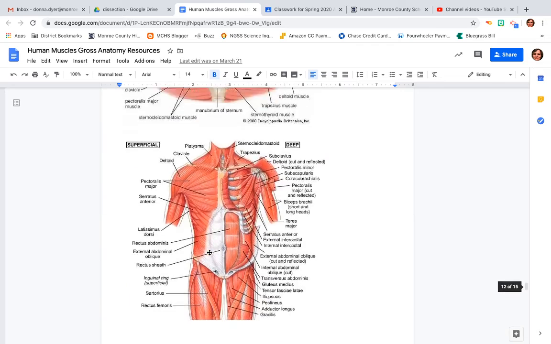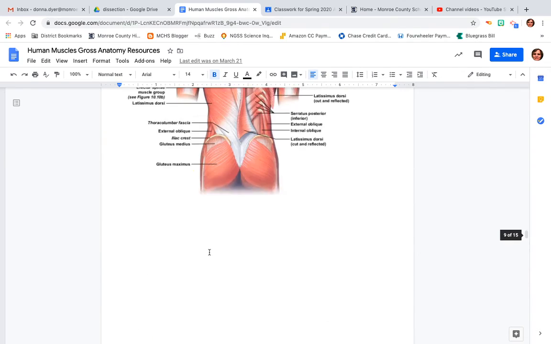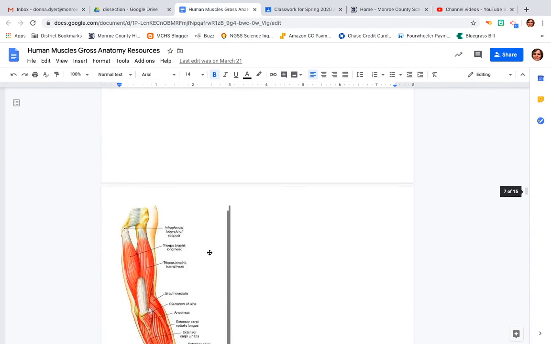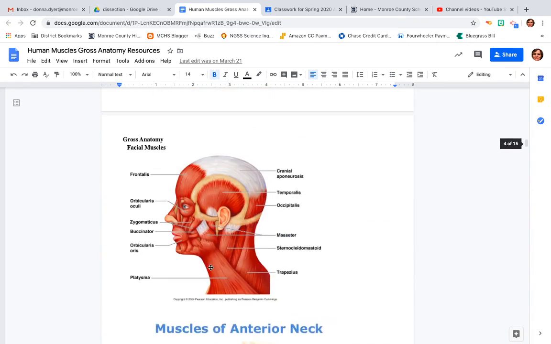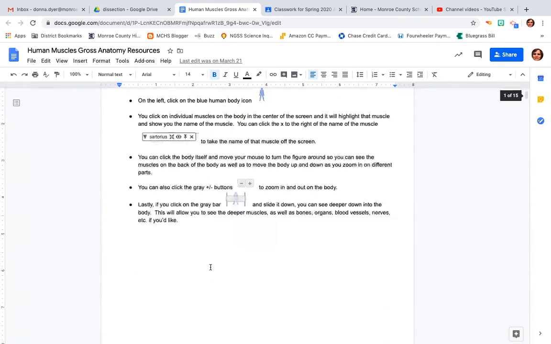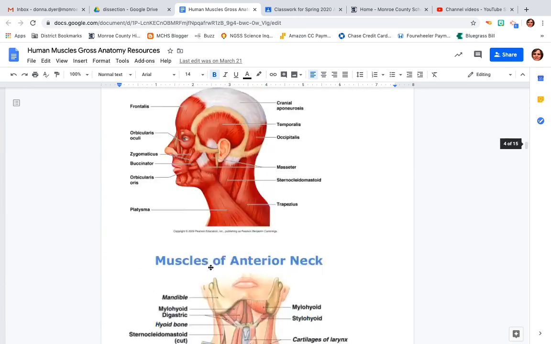So again, just kind of trying to go through those with you a little bit and making sure that you realize, pay attention to what the label is on the picture, whether it's a posterior view or an anterior view, because that really determines what you're looking at. And again, you have these to help you.